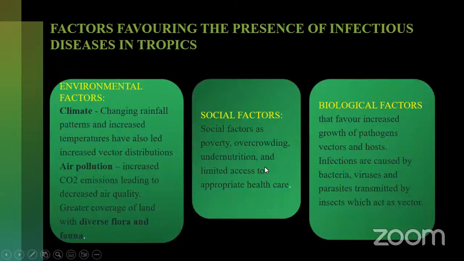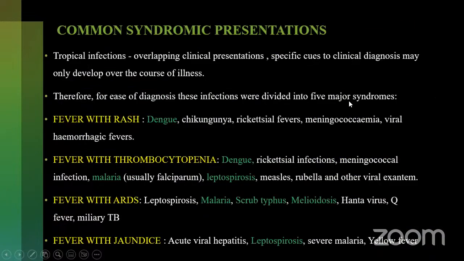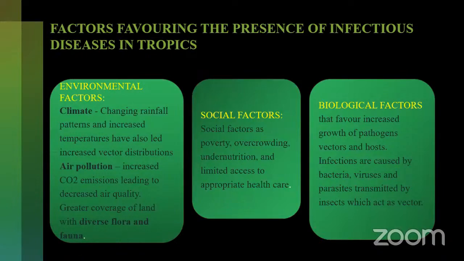The various factors which favor the presence of infectious diseases in the tropics include environmental factors, like changing rainfall patterns and increased temperatures that have led to increased vector distributions. Also, air pollution because of increased CO2 emissions leading to decreased air quality, and the diverse flora and fauna. Social factors like poverty, overcrowding, undernutrition, limited access to healthcare, and biological factors have all led to increased growth of the pathogens, vectors, and the hosts. These infections are caused by bacteria, viruses, and parasites and transmitted by insects which act as vectors.